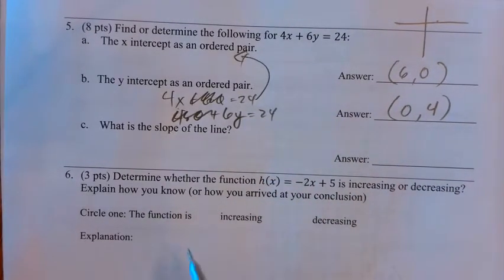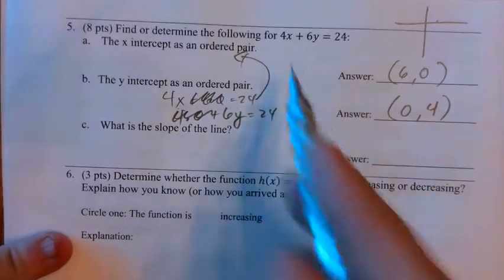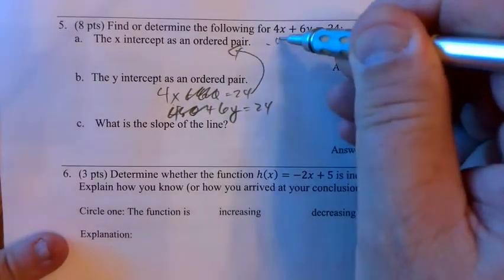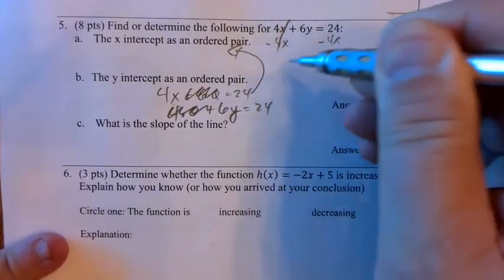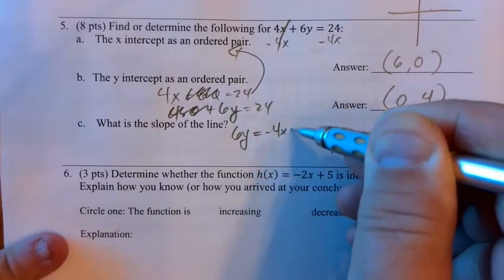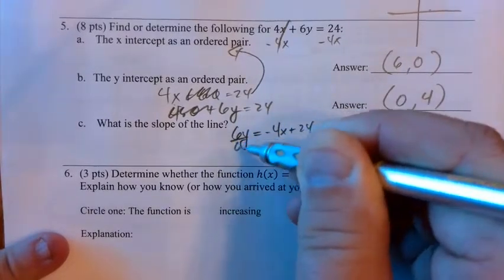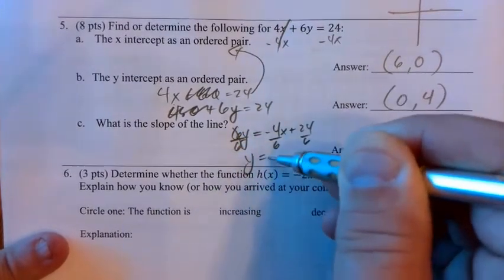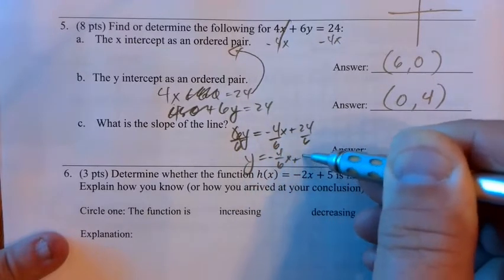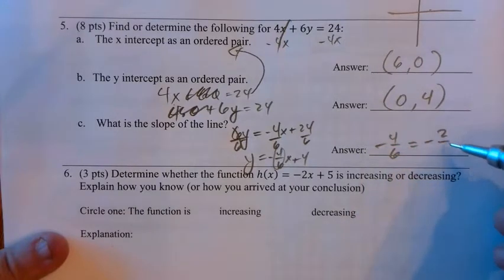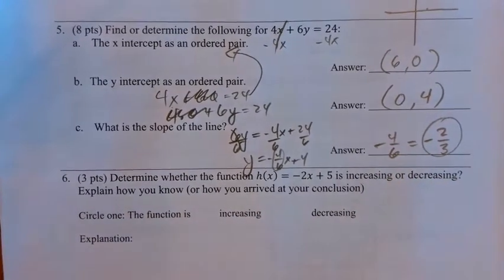What's the slope of the line? Easiest way for me to find the slope of the line, I think, is going to be to change that into slope-intercept form and then just look at the slope number. So if I subtract 4x from each side, I get 6y equals negative 4x plus 24. Then I divide by 6 everywhere. I get y equals negative 4/6 x plus 4. That negative 4/6 is what I'm looking for. I will reduce it to be negative 2/3, and there's my answer. Okay, cool.